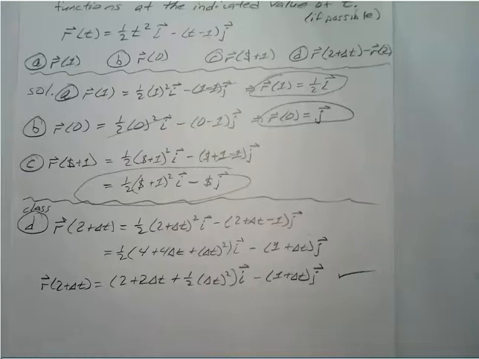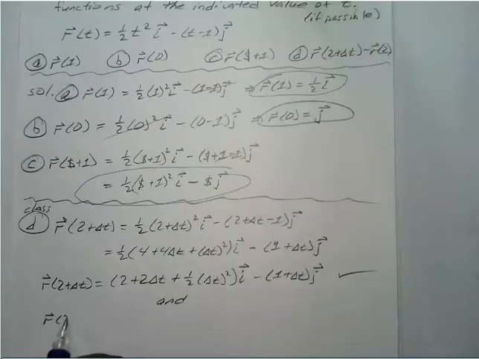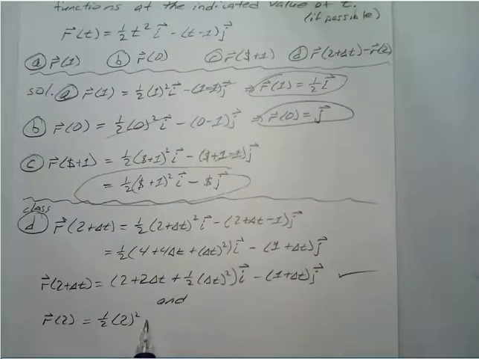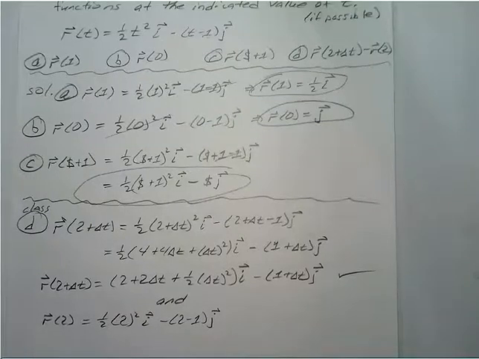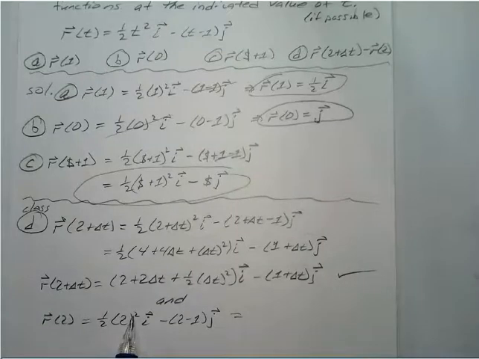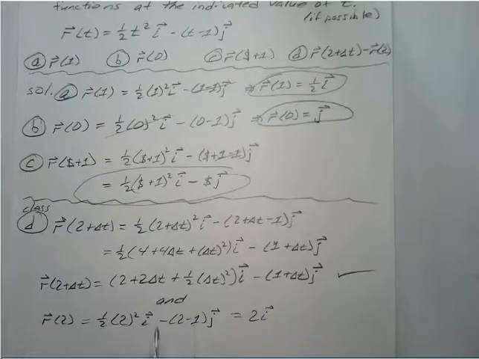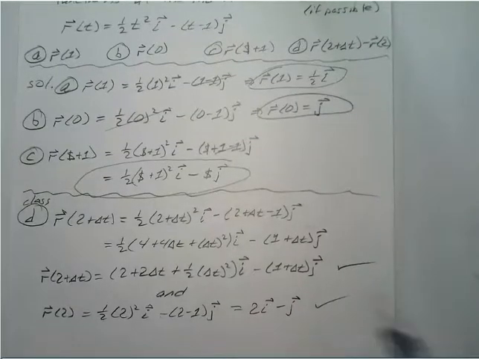Okay, so we know that r of 2 is just 1/2 times 2 squared times the i vector minus 2 minus 1 times the j vector. Okay, so 2 squared is 4. 4 divided by 2 is 2, so we end up with 2 times the i vector. 2 minus 1 is 1, so minus the j vector. Okay, so we have our r of 2.